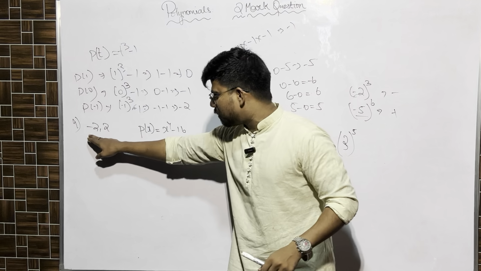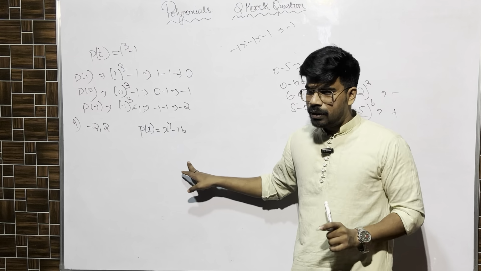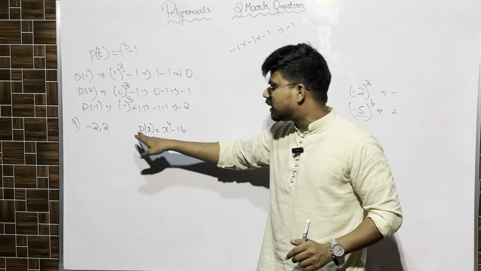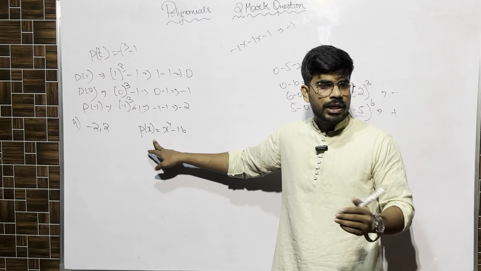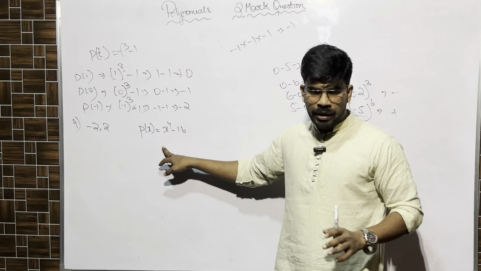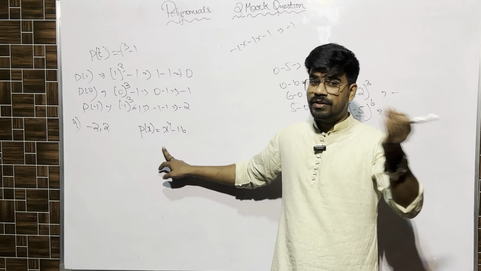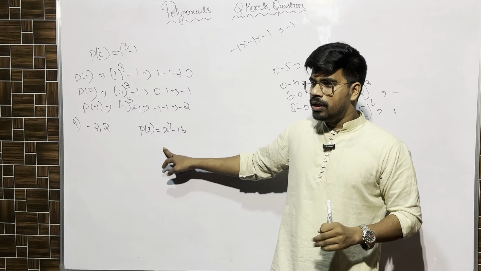If I substitute this -2 in place of x and after solving, if the answer is 0, then I can say that -2 is a 0 or root of this polynomial. We checked the long questions also. Three zeros were given, we had to check, so we substituted and we got the value as 0, right?